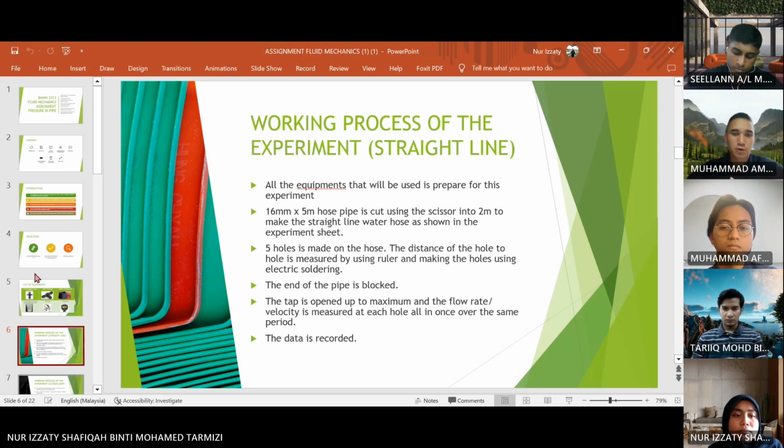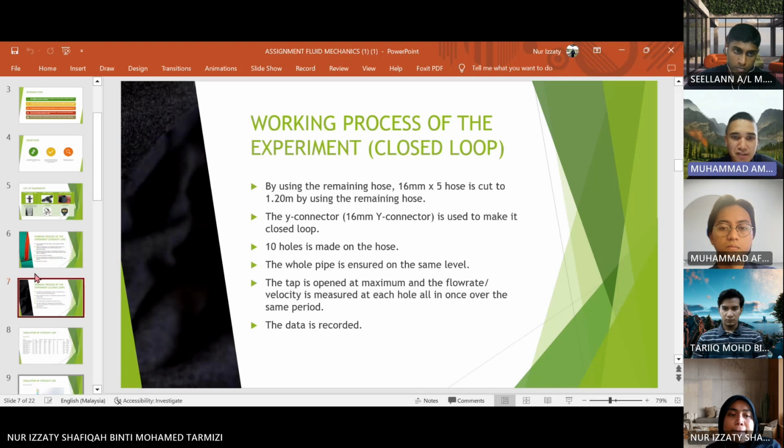Okay, next. So for the working process of the experiment, closed loop, the steps are the same but different in terms of its design. So the first step, using the remaining hose, 60mm times 5 holes is cut to 1.20m. The second step, the 60mm Y connector is used to make the closed loop. Okay, so for this closed loop, we make 10 holes on the hose.